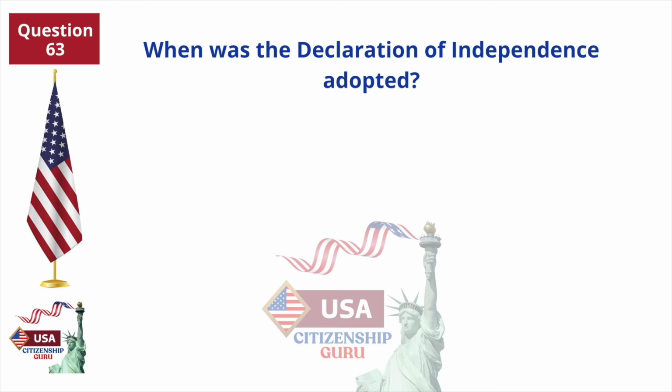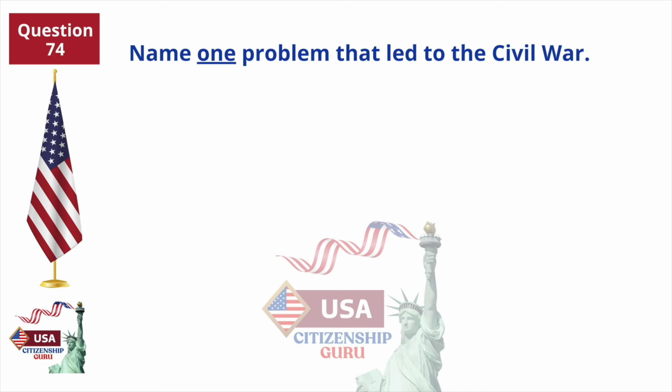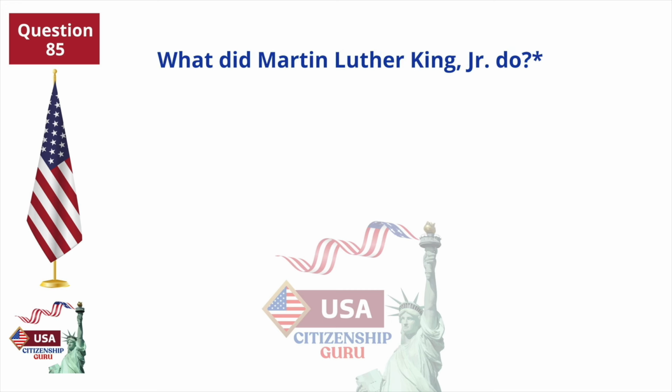When was the Declaration of Independence adopted? 4th, 1776. Name one problem that led to the Civil War. Slavery. What did Martin Luther King Jr. do? Fought for civil rights.